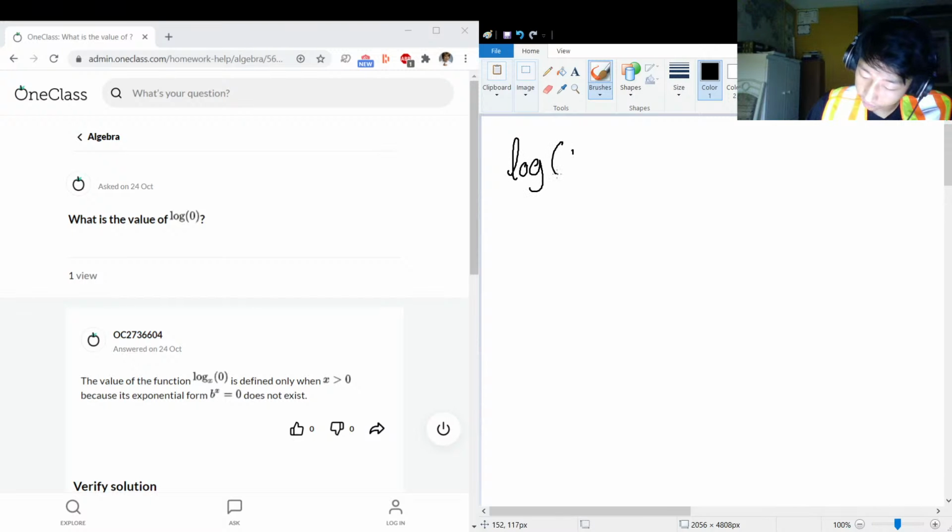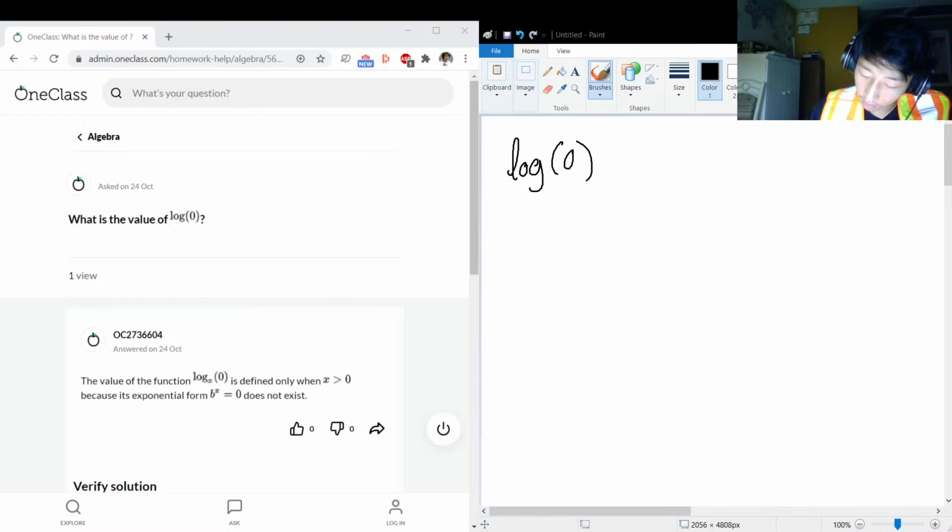Log 0. Let's rewind for a second and think about, what does log even mean? Like, we're not talking about lumber here. We're not talking about chopping down trees to get logs. We're talking about logarithms, the mathematical function.